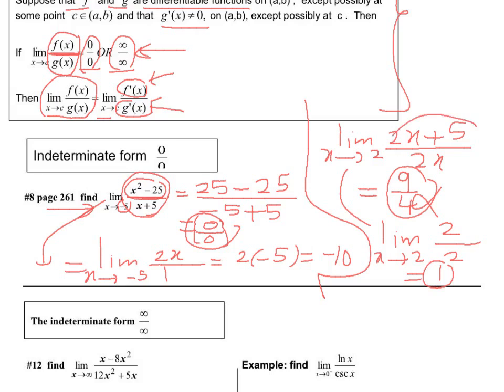You can take any function here where the answer is not 0 by 0. If the answer is not 0 by 0, L'Hopital's rule will not give you the correct answer. So it's very important to apply the rule only if you have a ratio, and the ratio by substitution gives 0 by 0 or infinity by infinity.